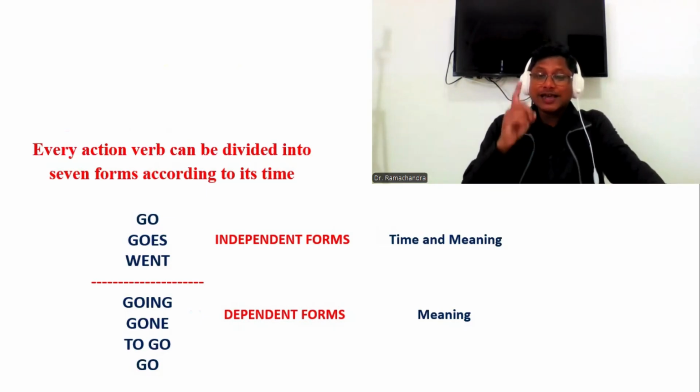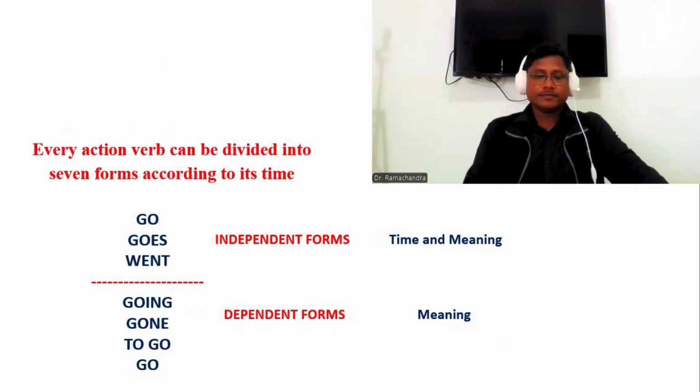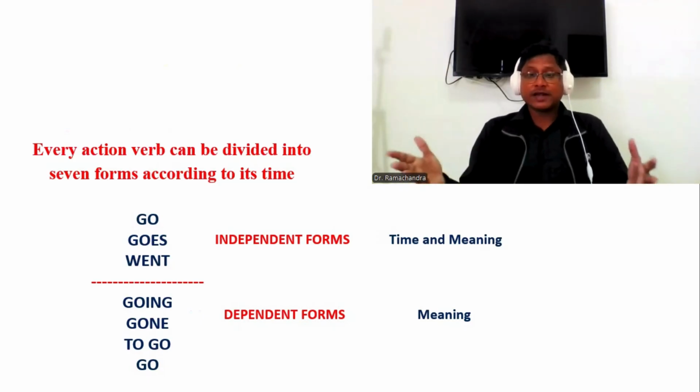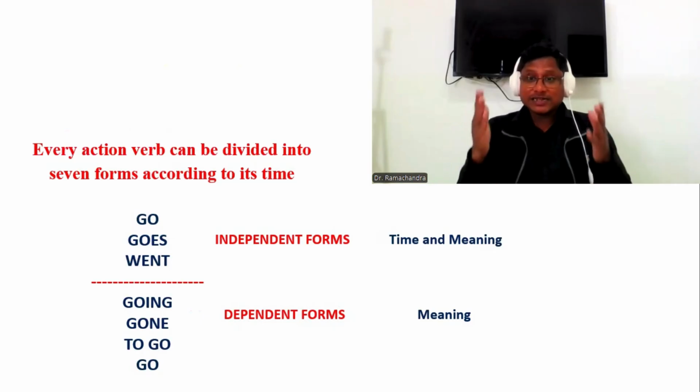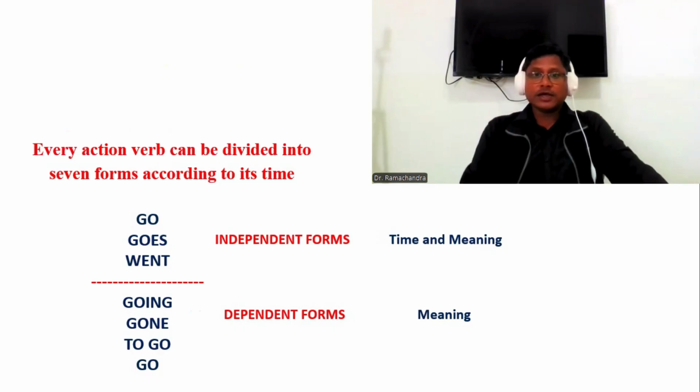So, these are called independent forms in English. That's why we have to explain this. These three forms never take a helping verb. That's why most of the time students say "he doesn't goes," because we don't explain that this is an independent form that doesn't take any helping verb. We should explain this. Then they never do that.